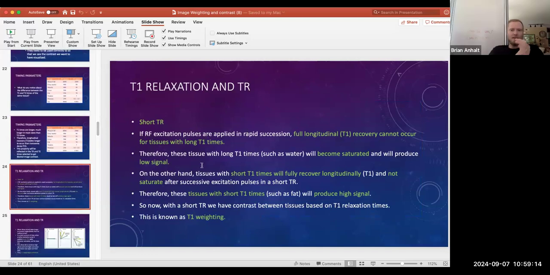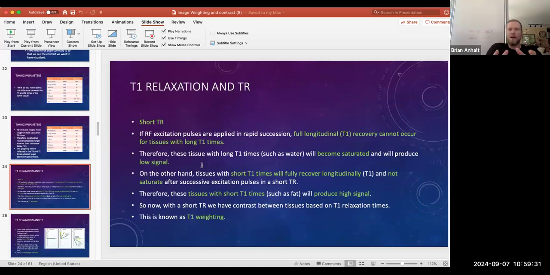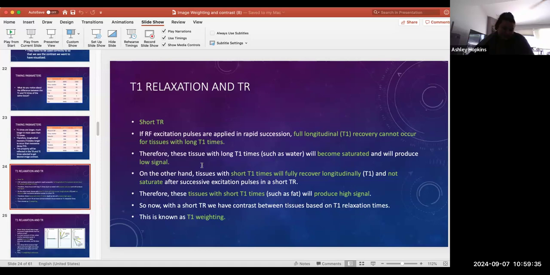All right, so here we go. How does this work? T1 relaxation and TR. Remember, what controls T1 recovery or T1 weighting? TR. And to get T1 weighting, we want to prescribe a short TR. Write that down. T1 weighting is achieved by prescribing a short TR.